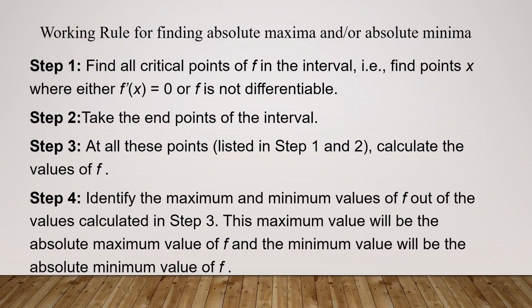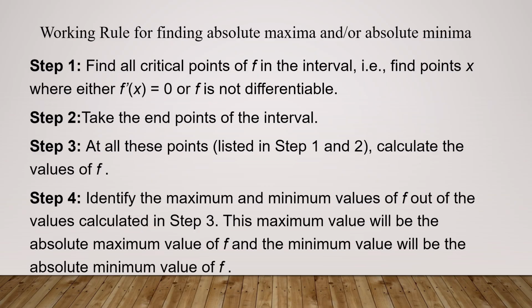What is the working rule? First thing is you find all the critical points, or you can say the turning points of f in the interval. That means you have to find the points x where either f dash of x is 0 or it is not differentiable. So if it is not differentiable, no question of it, but if it is differentiable, you have to find the points x at which your function's derivative is 0. Second step, take the endpoints of the interval. At all these points, calculate the values of f. Identify the maximum and minimum values of f out of the values calculated in step 3.